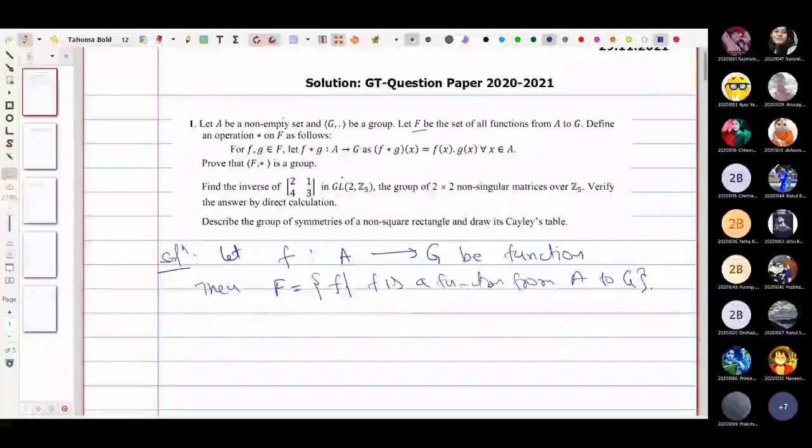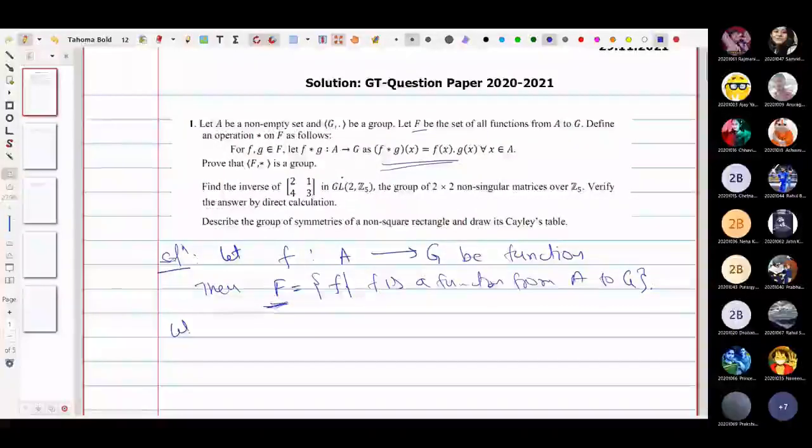Fine. And then they are defining an operation. Now capital F has become a set, and it contains functions from A to G. So there will be so many functions defined from A to G. Now they are defining some operation on this set F by means of this expression.